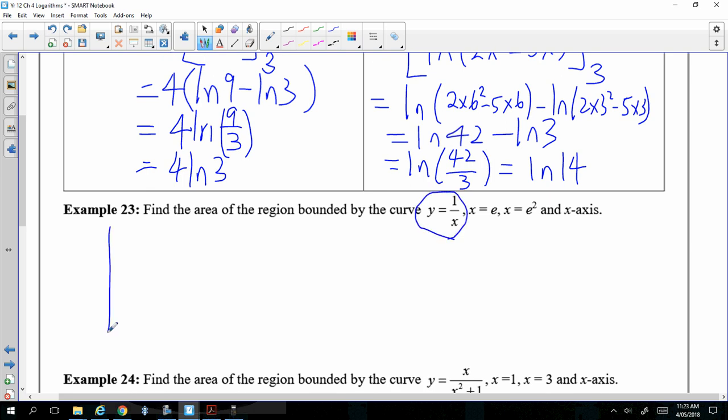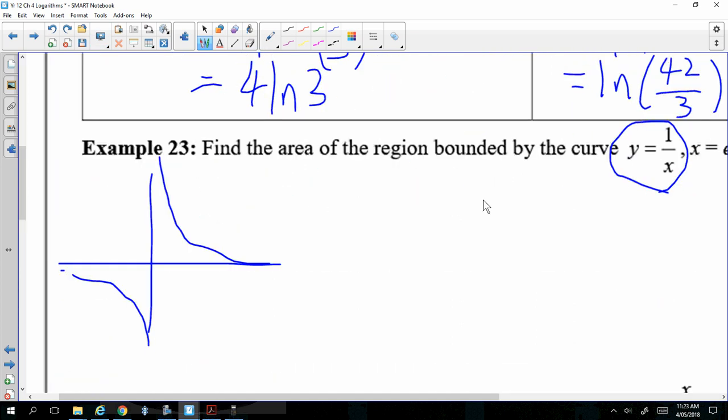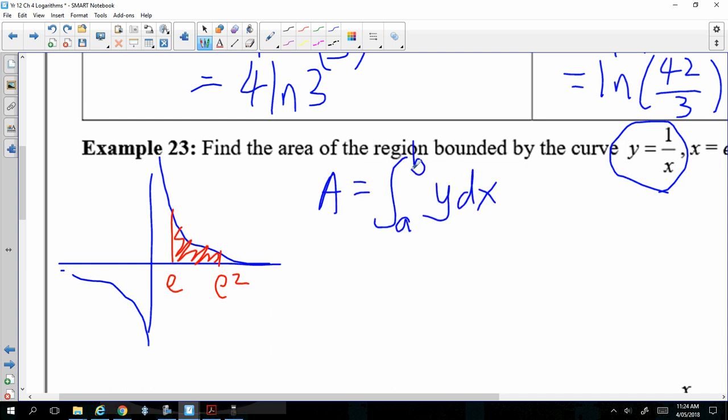Then you want to find the area bounded by the two lines, x equal to e and x equal to e squared. Let me write it down. That's e squared. You want to find the area here. To find the area, you write down the general formula. It's equal to the integral of y dx from a to b. For this question, the limits are e to e squared, and y is 1 over x.